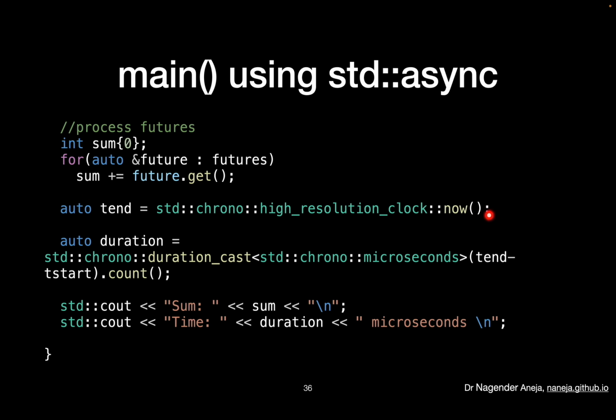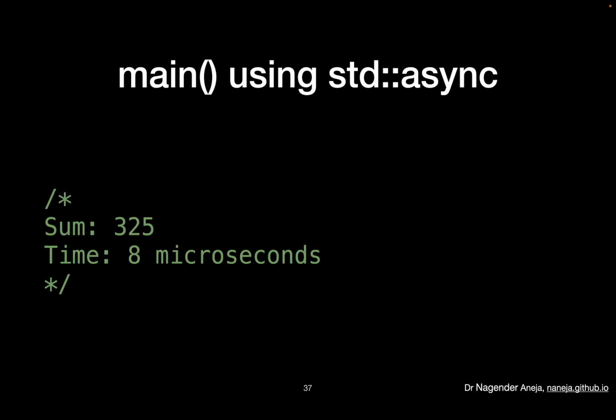And now we can stop the time, and we can compute the duration by subtracting t_end minus t_start, and then casting it with duration_cast and count, in terms of microseconds. So we get the value of sum and we get the time. That's the time taken. In my case the sum is 325, which will be exactly the same in yours also. The time is 8 microseconds. In your case it may be less or higher, depending on the system and the environment. But that's what std::async gives us. So it takes 8 microseconds.